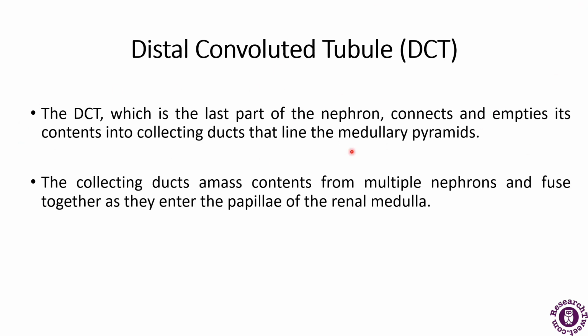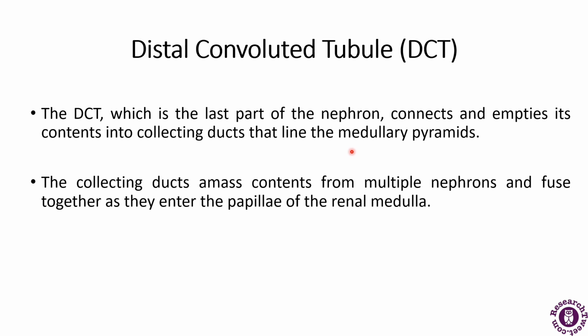Now, if I talk about the other tubule here, that is the distal convoluted tubule. This is the last part of the nephron, as we have discussed in the previous slides, which connects and empties its content into the collecting duct that lines the medullary pyramids. The collecting ducts amass contents from multiple nephrons and they fuse together as they enter the papillae of the renal medulla. Similar to the PCT, the DCT also secretes ions.